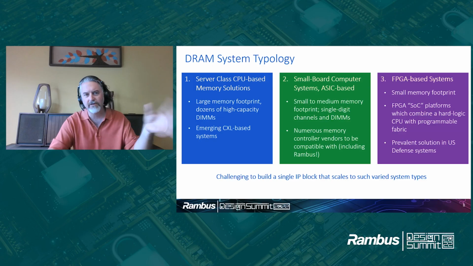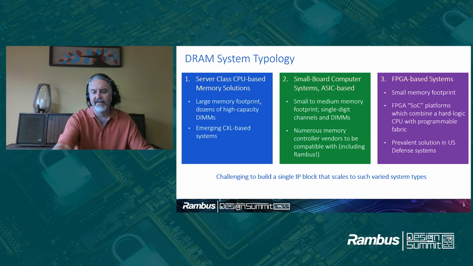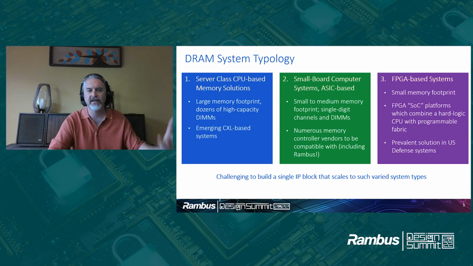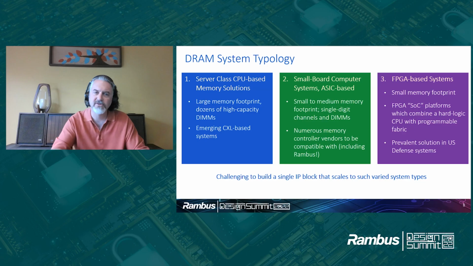The first one is a server class CPU-based memory solution. So this might be a server blade sitting in a cabinet of blades in a data center of thousands of cabinets. These are very large memory footprint systems. They have dozens of high-capacity DIMMs on them. The emerging CXL-based systems that are being discussed elsewhere in the RDS today are extending this capacity. These are very large systems, and you can imagine that configuring the memory controllers for this system and handling the latency aspects of this system are a much different problem than if you have a much smaller amount of DRAM. So that goes into the second one.